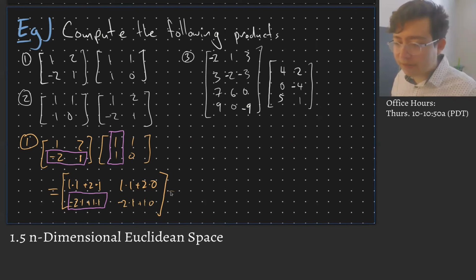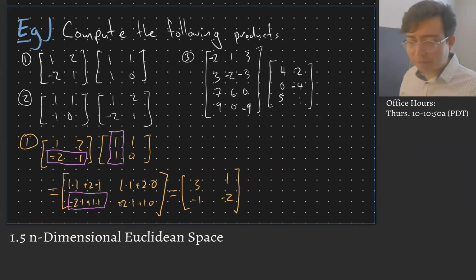If I simplify this, I'm going to get 3, 1, -1, and -2. You can double check my arithmetic there just to make sure I got it right. But yes, the product of these two matrices is equal to this matrix. And as we get going, we're going to get better and better at doing these simplifications and this matrix multiplication. Okay, cool. Any questions on that?